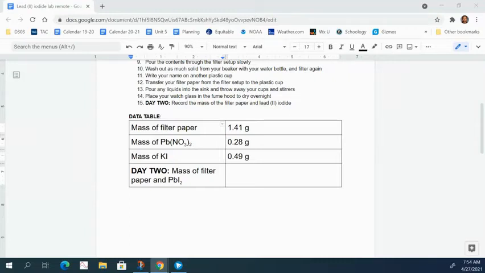Okay, so I'm going to work through the calculations here for determining which one's the limiting reactant from our lab. So remember, this is our data that we have. We have the mass of PbNO3 was 0.28 grams. The mass of potassium iodide we used, 0.49 grams. Okay, so if we have grams, our first step is to convert those into moles.